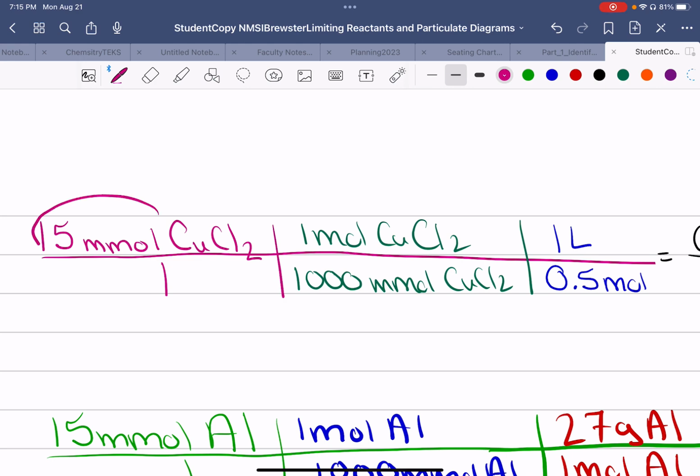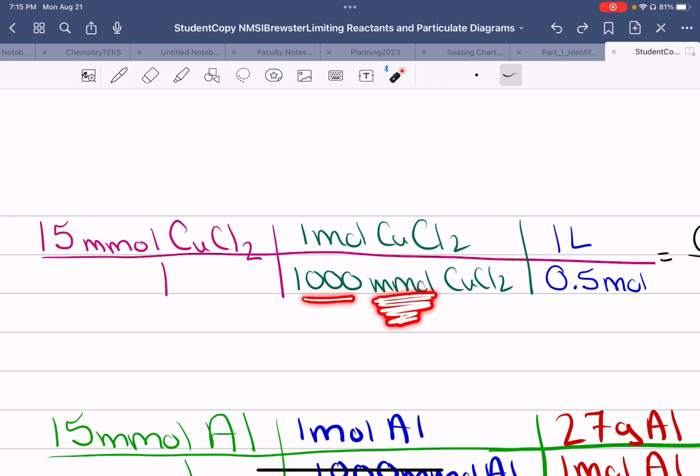So I'm going to start with the 15 like I always do. Okay, so 15 over 1. I want to get that back to something that I'm familiar with. And if I recall right, little m means that we have 1,000 to 1. So I'm going to put 1,000 millimoles on bottom with 1 mole on top. That gets me back to the 1 mole.